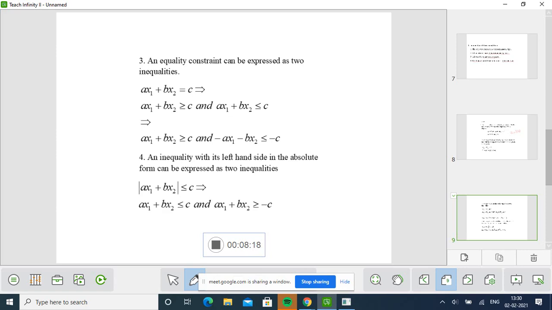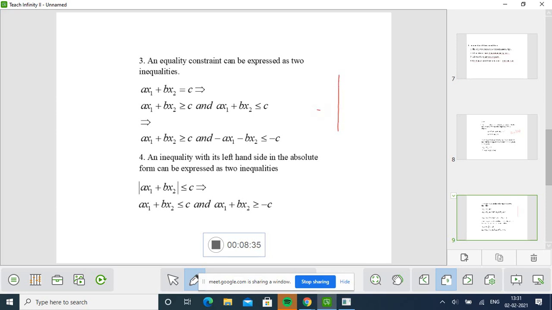Okay. Next, an equality constraint can be expressed as two inequalities. That means if you have equal to, what does it mean? It will also fall under the greater than or equal to category. It will also fall under the less than or equal to category. Then I definitely say it has to be equal to only. Isn't it?